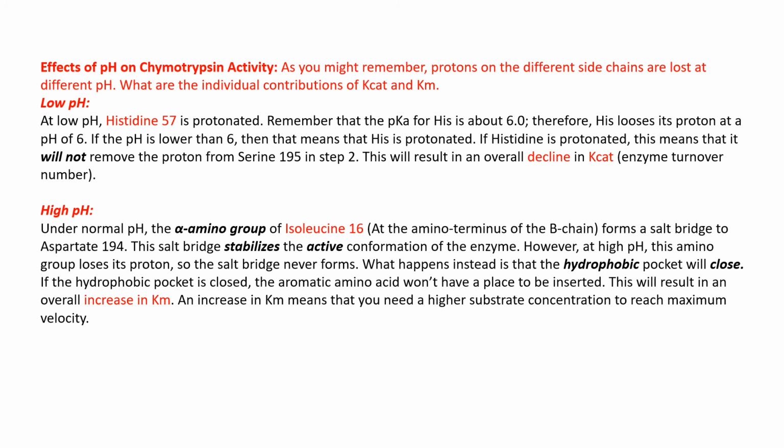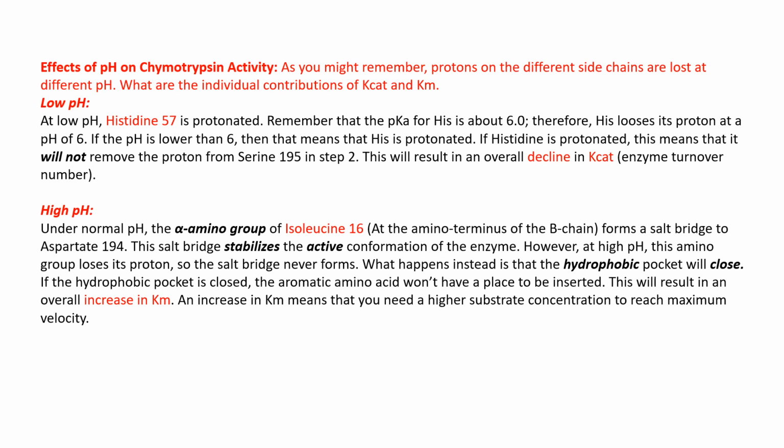So at low pH, histidine 57 is protonated. Remember that the pKa for histidine is about 6. Therefore, histidine loses its proton at a pH of 6. If the pH is lower than 6, then that means that histidine is protonated. If histidine is protonated, this means that it will not remove the proton from serine 195 in step 2. This will result in an overall decline in the enzyme turnover number, or the Kcat.